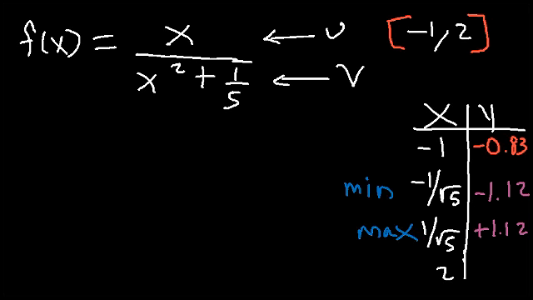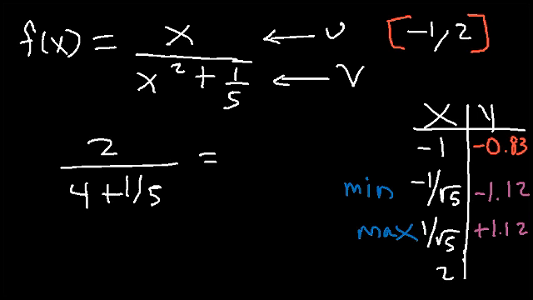Now let's plug in 2 into the equation. So it's going to be 2 over 2 squared, which is 4, plus 1 over 5. 1/5 is about 0.2, so this is 2 over 4.2, which is very close to a half. So it's about 0.48.